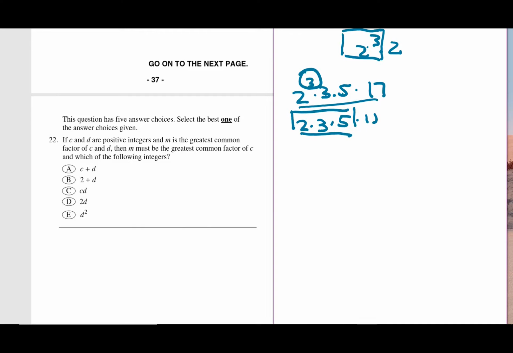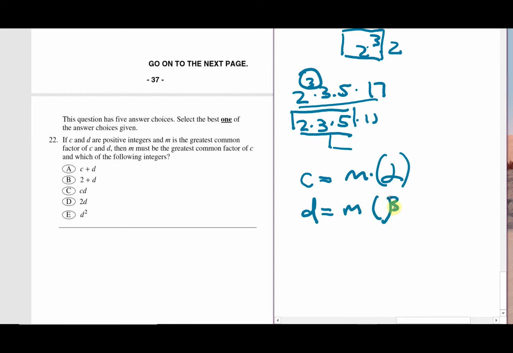So if you take a number C, C equals M times alpha, and alpha is just a set of all these factors right here. It could be any of these factors, but M happens to be the greatest common factor. This could be a different factor. Beta could be 2 times 3 times 5, any combination. And basically they both have the same.